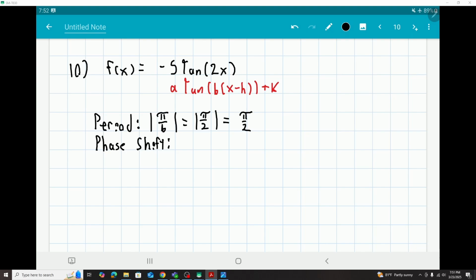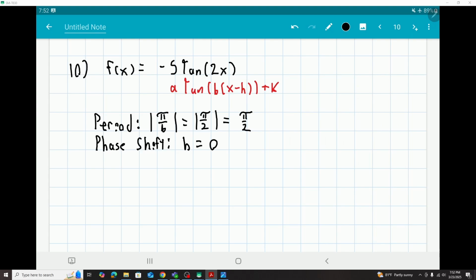So in this case, I look up here, and there's nothing being added or subtracted from the x. So in that case, our phase shift is h, which is 0.